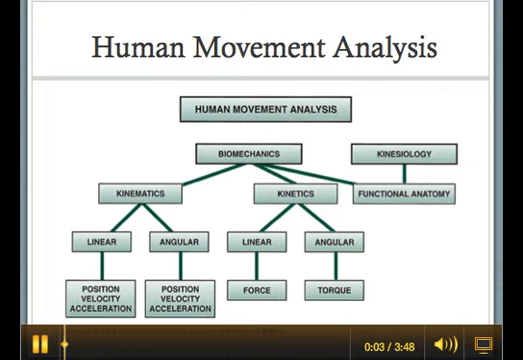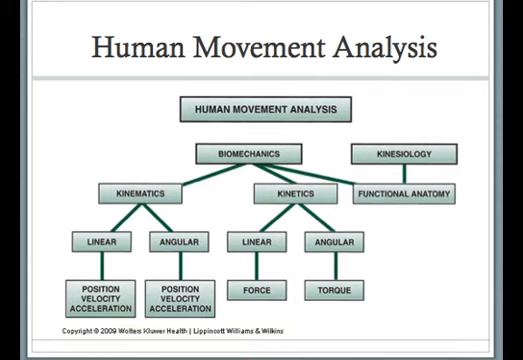Aside from quantitative and qualitative, let's take a little closer look at human movement analysis and the components that make that up. First of all, you can see here at the top of our graph, human movement analysis can be done either through biomechanics or kinesiology. Kinesiology directly relates to how the functional anatomy makes the body move. Biomechanics relates to a division between kinematics and kinetics. We'll talk about those in a second.